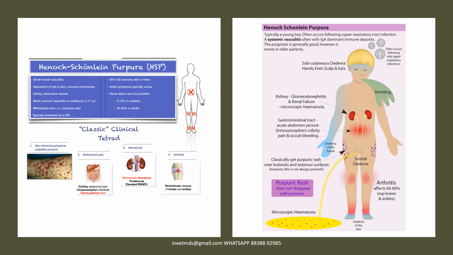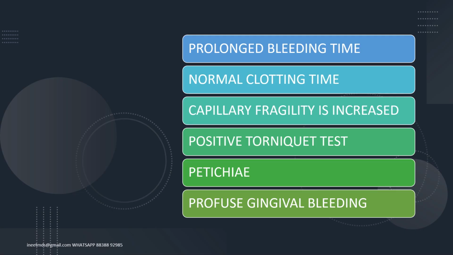It is not a bleeding disorder as such, rather the bleeding happens because of a vessel wall disorder. So, that is why it is called non-thrombocytopenic purpura. There is no thrombocytopenia; rather, the thrombocytopenia occurs because of reasons like vasculitis.